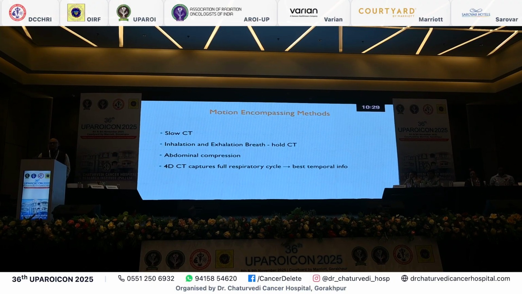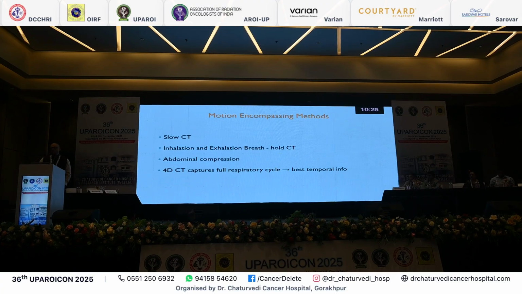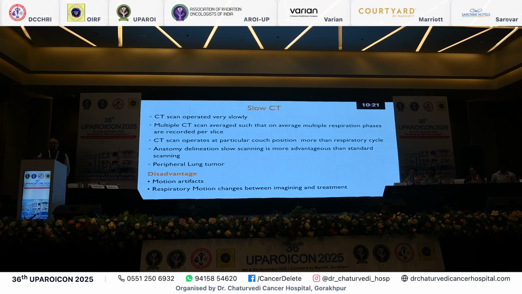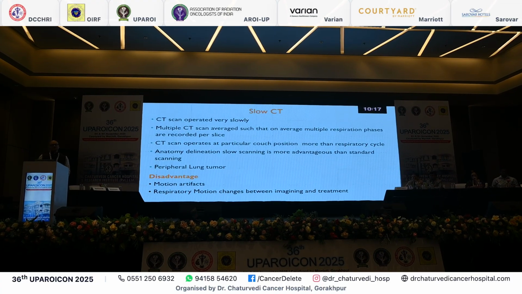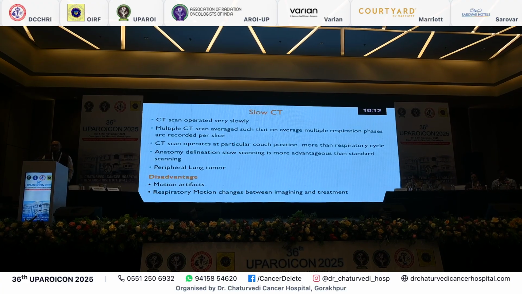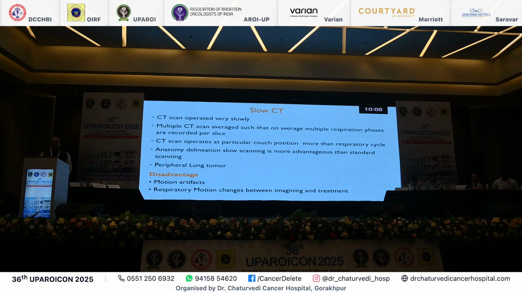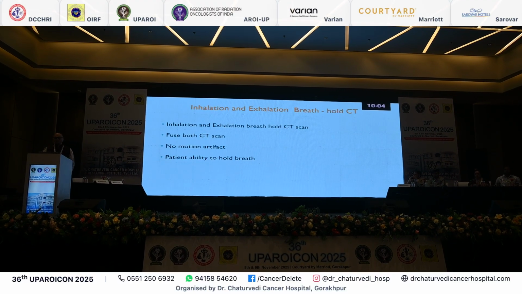4D CT captures the full respiratory cycle and has the best temporal information for motion management. Slow CT, as we all know, is where the CT is operated very slowly. Multiple CT scans are averaged. The CT scan operates at particular couch positions. Anatomy delineation shows scanning is more advantageous, and peripheral lung tumors can be treated. The disadvantages are motion artifacts and respiratory motion changes between imaging and treatment.